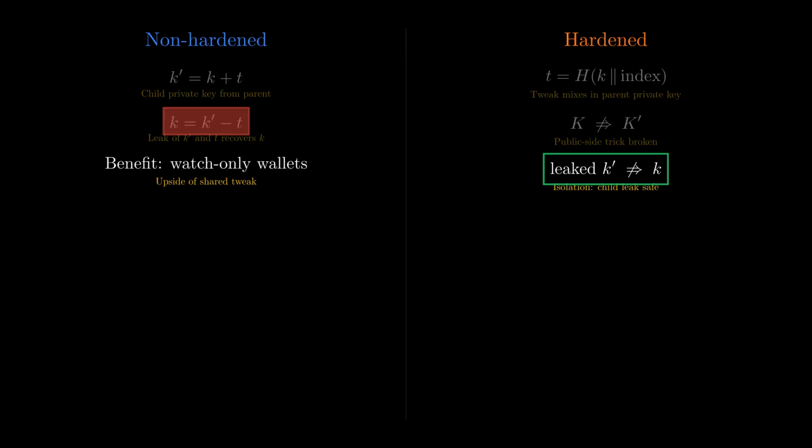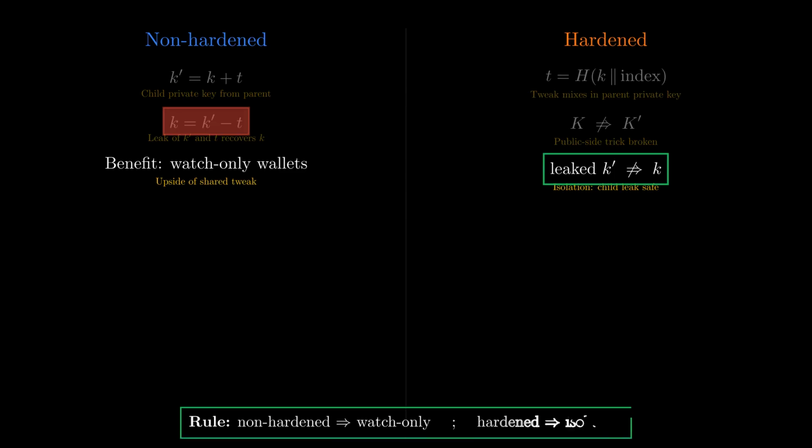The payoff is isolation. A leaked child key reveals nothing about the parent. And the rule of thumb is simple. Use non-hardened where you need watch-only capability, and use hardened where you need isolation between branches.